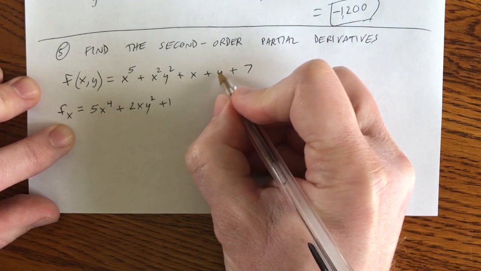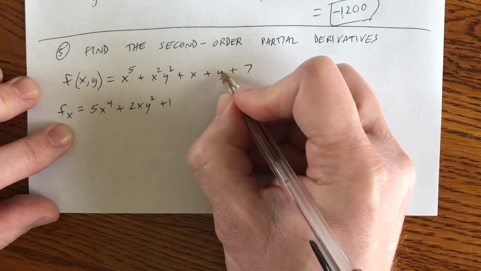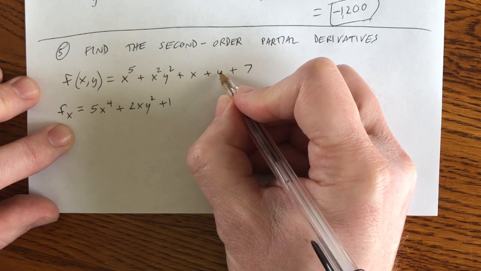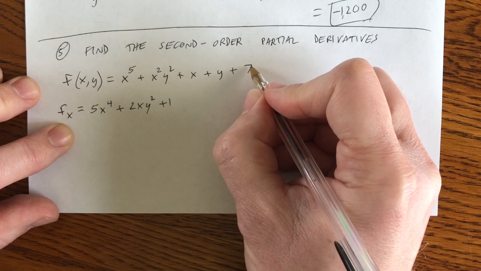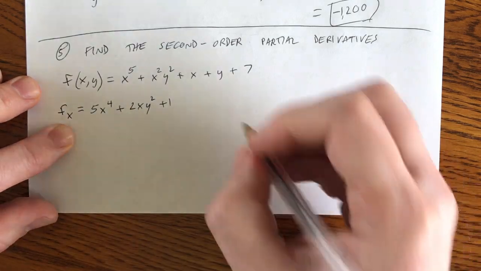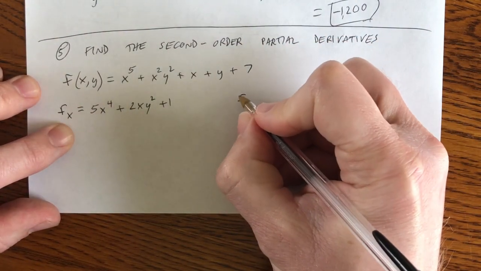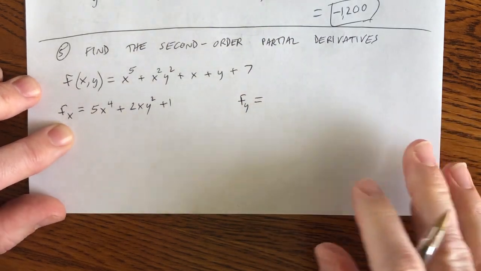And now the derivative of y, well, that's considered to be a constant. What's the derivative of a constant? 0. What's the derivative of this? Well, it is a constant, 7, it's also 0. So this is the first partial with respect to x. Let's go ahead and now figure out the first partial with respect to y.